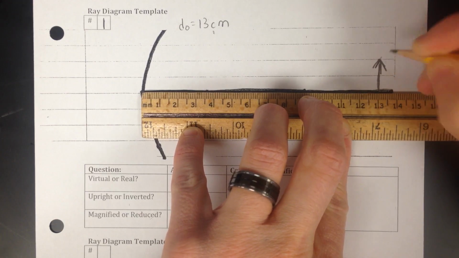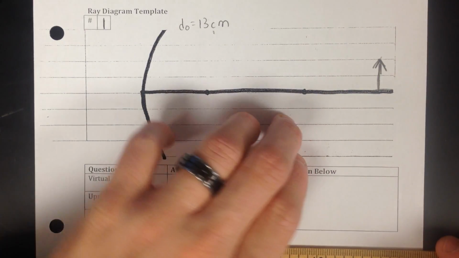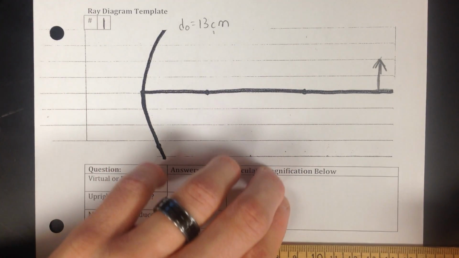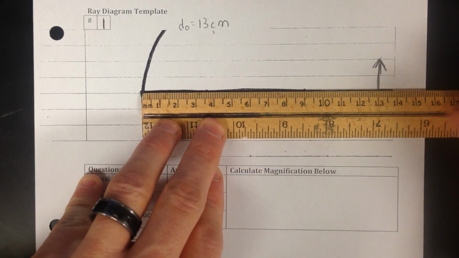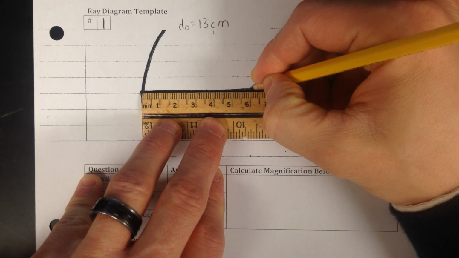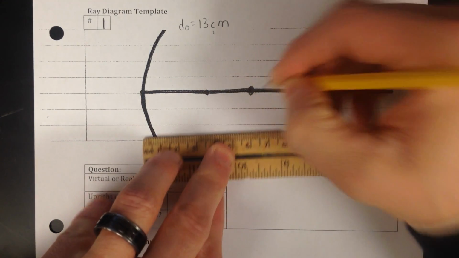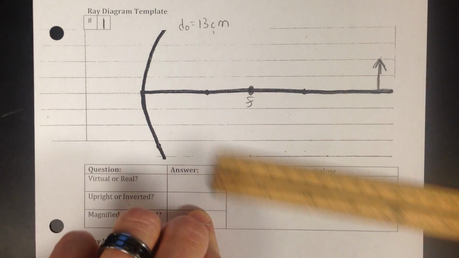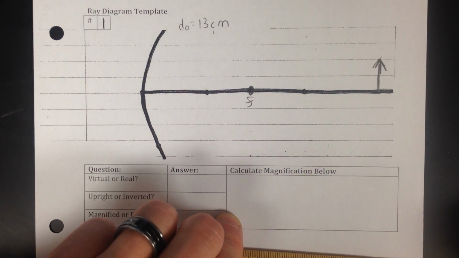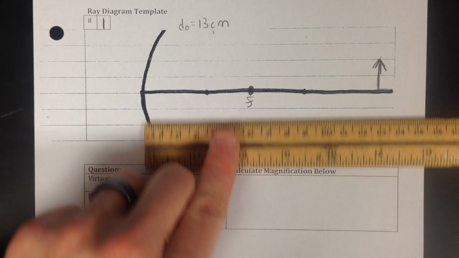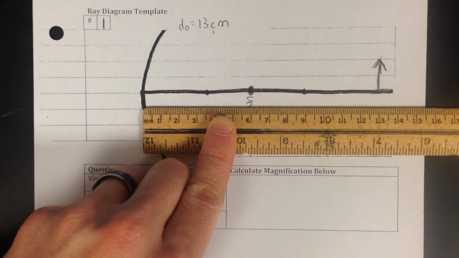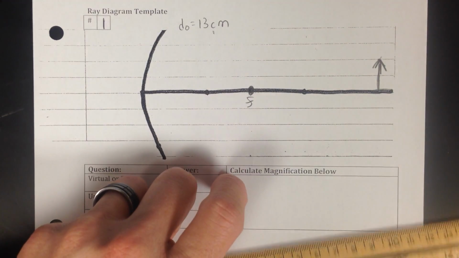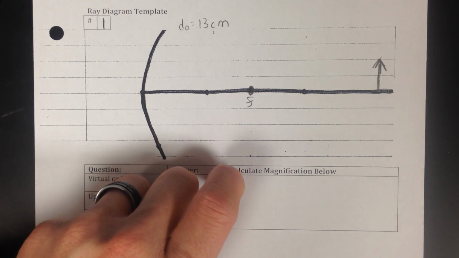I'm going to draw my object 2 lines high, and I'm going to draw it as an arrow. You do the same. It also says the focal length of this mirror is 6 centimeters. Alright, so I'm going to put a dot right there and label that F. That's where the focal point is, 6 centimeters from the mirror. So measure those two out. Put the focal point 6 centimeters from the mirror and the object 13 centimeters from the mirror. Now, where is the image created?